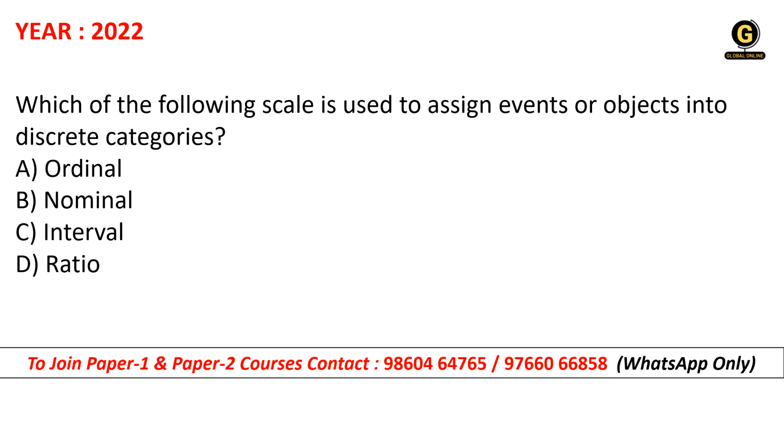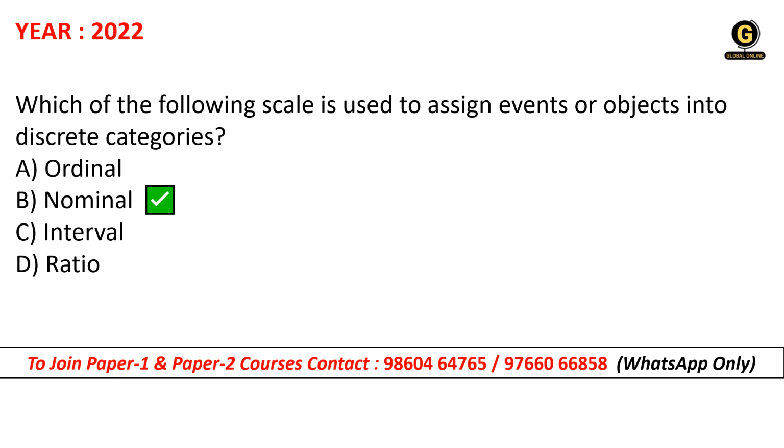Next, which of the following scales is used to assign events or objects into discrete categories? Ordinal, nominal, interval, or ratio. So that is your option B, nominal. Nominal scales categorize data into labels, maybe without order, like gender, male and female, religion, color.